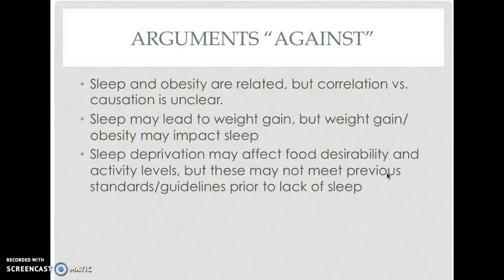However, sleep and obesity are related, but correlation versus causation is unclear. Sleep can lead to weight gain, but weight gain and obesity may also impact sleep. Sleep deprivation may affect food desirability and activity levels, but these may not meet previous standards or guidelines prior to the lack of sleep. So in other words, some people might be making unhealthy choices before they lose sleep or have that sleep deprivation.